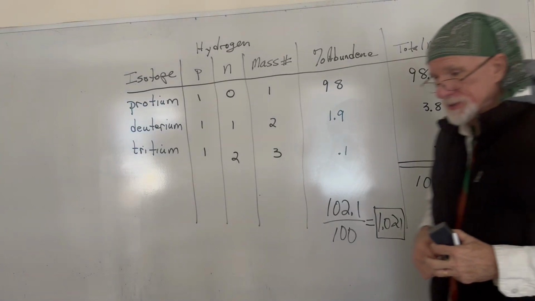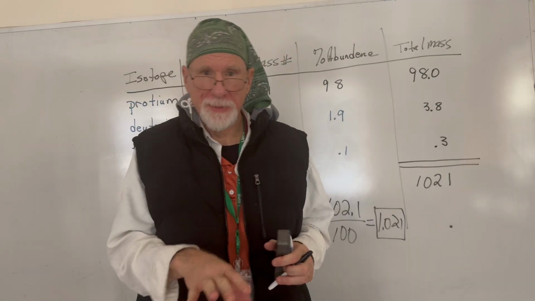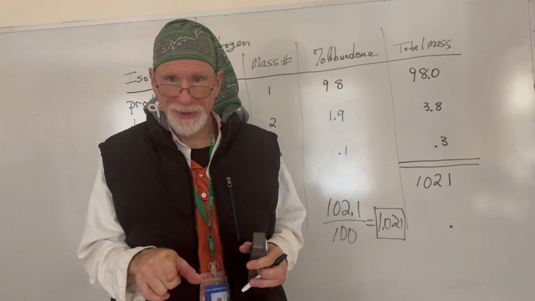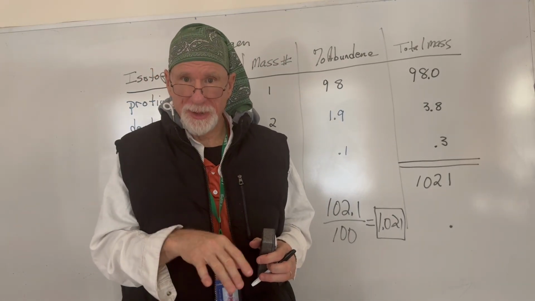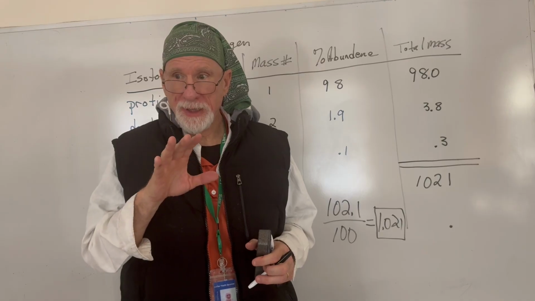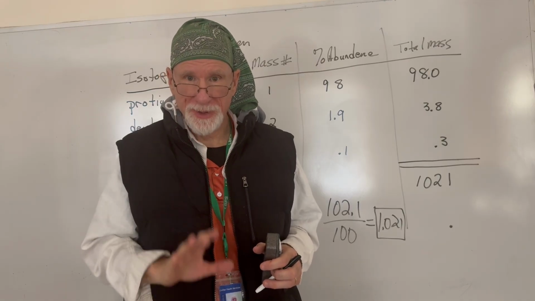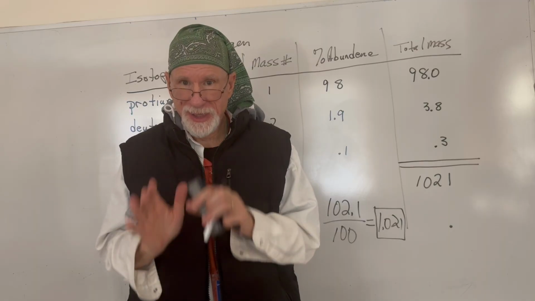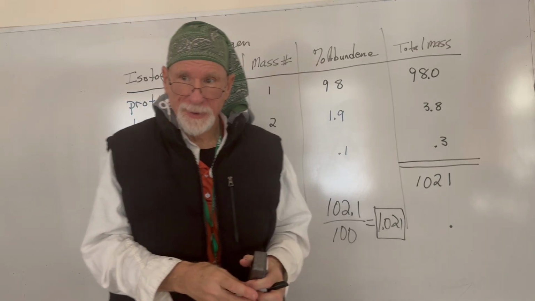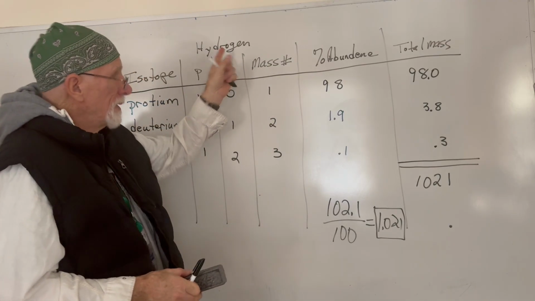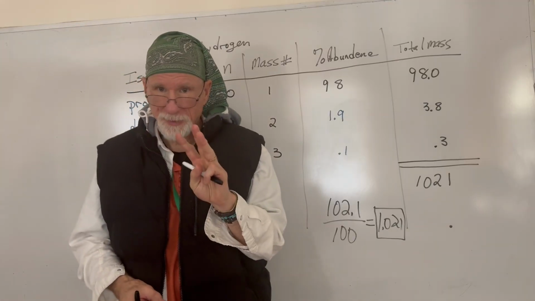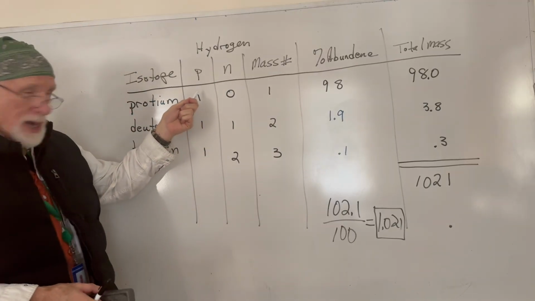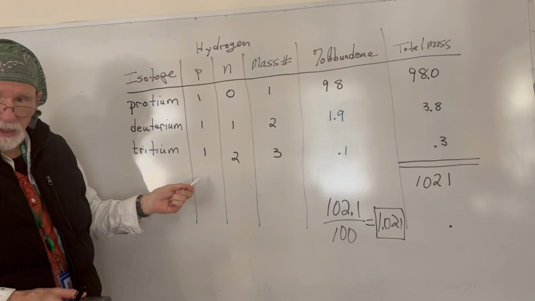This is atomic mass. Atomic mass is based on the relative percent abundances of each isotope that exists for a particular element. This is hydrogen. Hydrogen has three isotopes. They're hydrogen because they all have one proton.